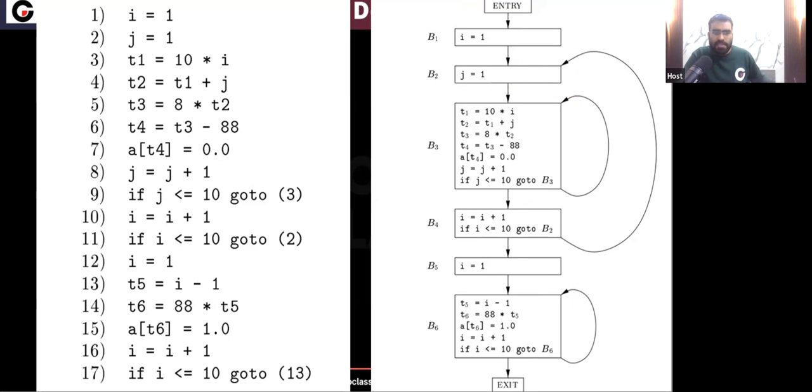So how to make the edges? Everything is clear or not? Let me know. Is this clear?